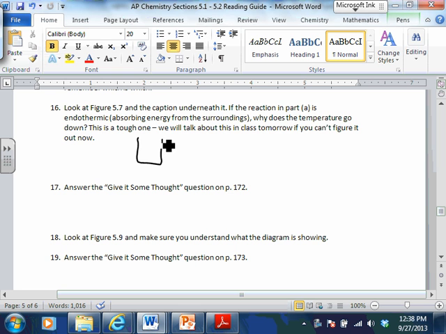So, if our beaker is our system, if the energy is going from the system to the surroundings, it's going out, exo, it's exiting, so that's exothermic, right?